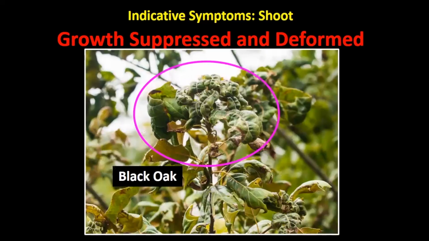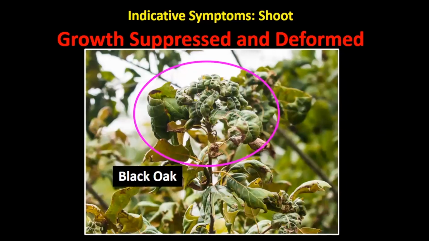Now, the very last indicative symptom related to shoots is what we call growth suppressed and deformed. Unlike the last symptom where the shoot has been unnaturally elongated, in this case, the shoot is unnaturally compressed. That is, it hasn't lengthened properly. And what this creates is a very bunched appearance on the leaves. And so they're just kind of all jammed together.